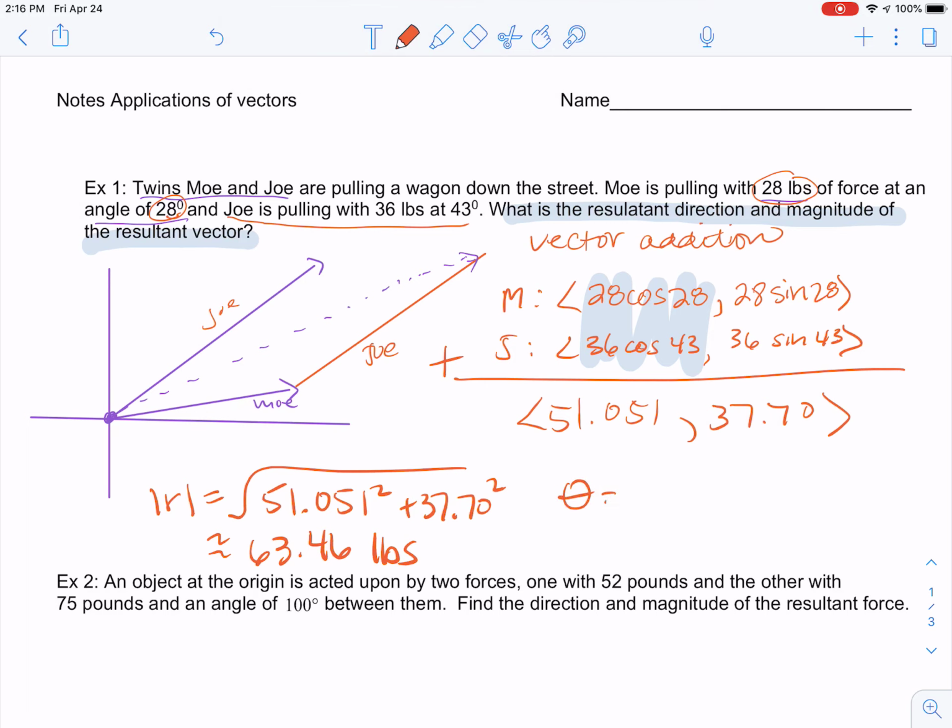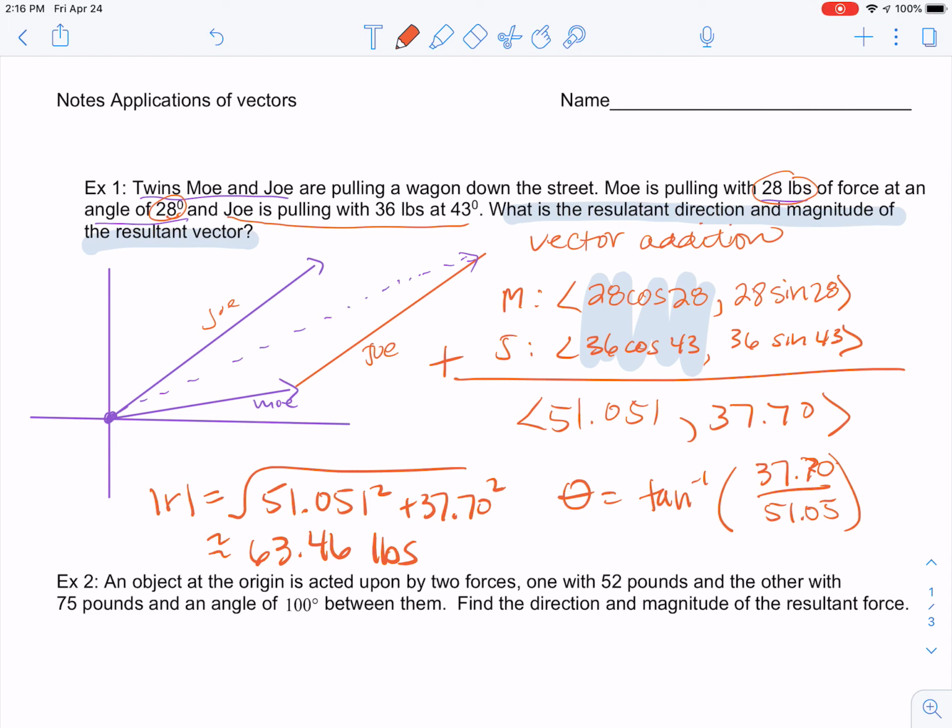Now theta is always tan inverse, and then you put the y, 37.7, over the x, 51.05. And so I'm just going to use my calculator. I'm using my Casio, I'm just typing it in over on the side here. And I'm going to go tan inverse and then hit my fraction key.